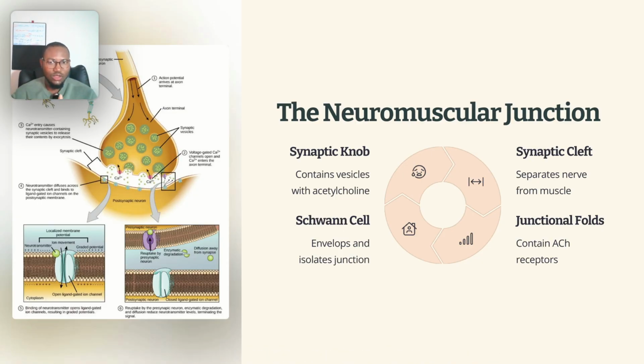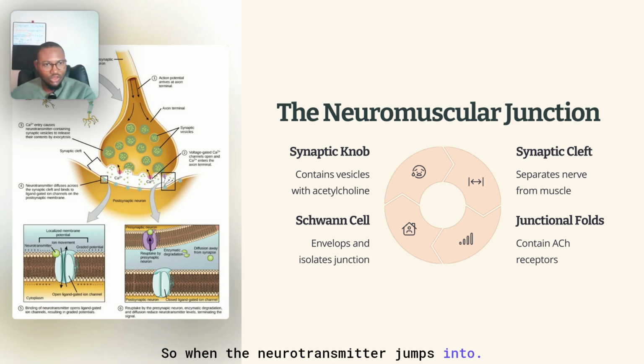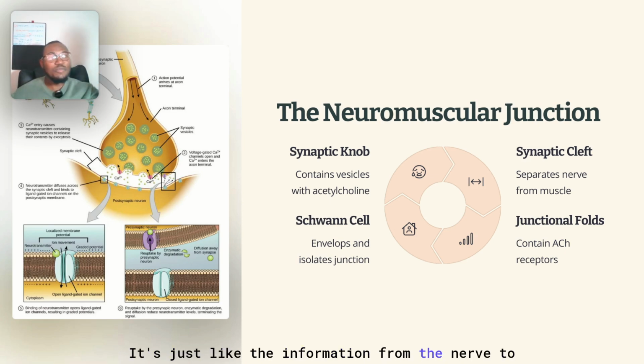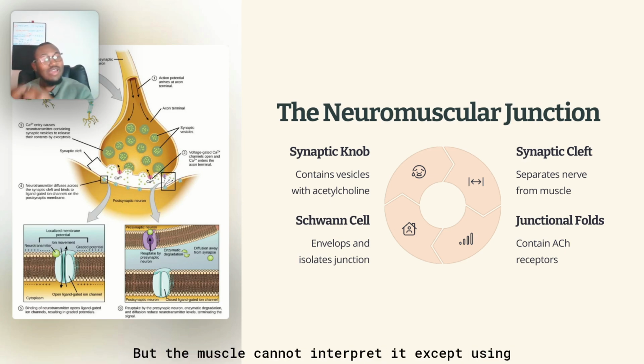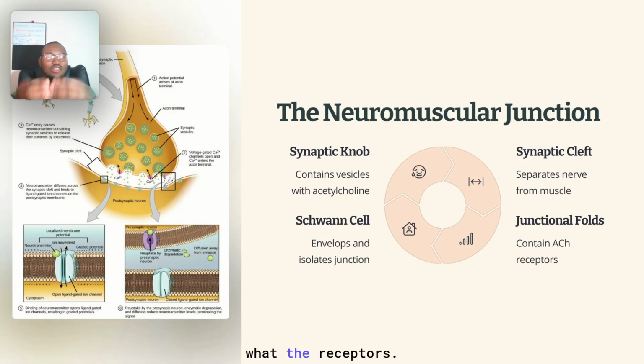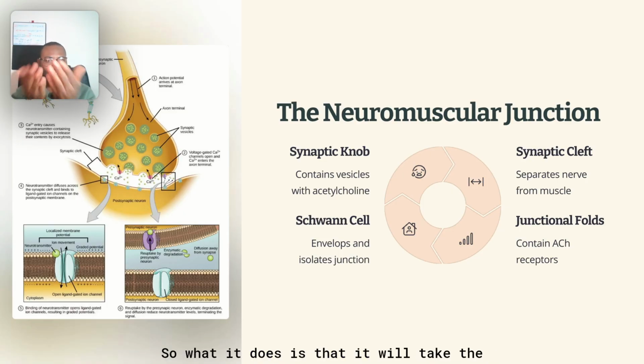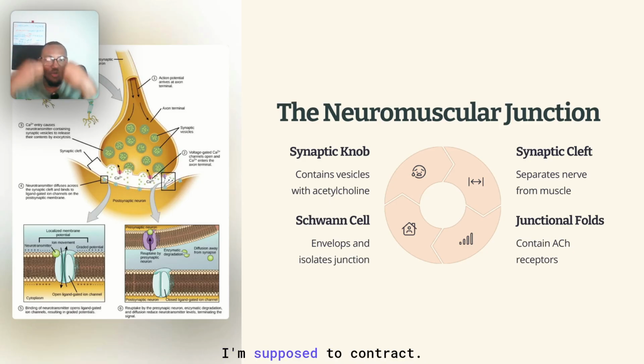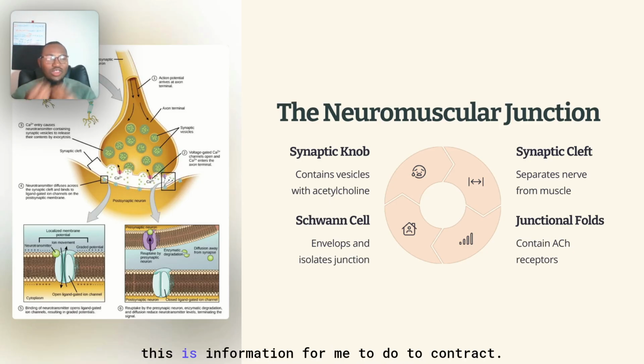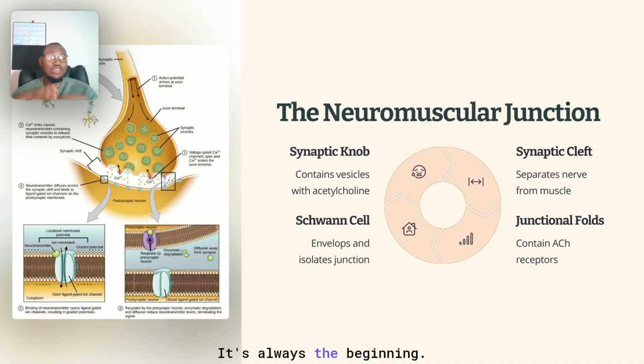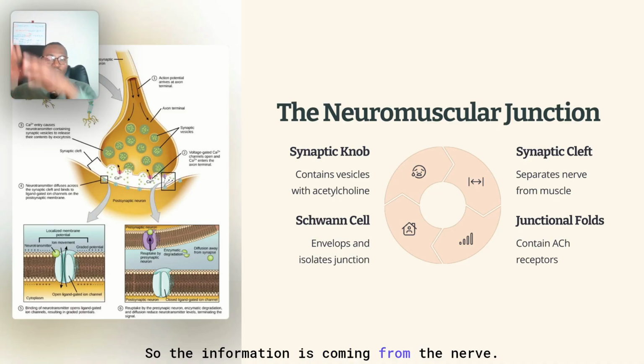So you need a receptor for you to be able to understand what the information in the neurotransmitter is all about. So when the neurotransmitter jumps in, it's just like the information from the nerve to the muscle. But the muscle cannot interpret it except using what? The receptors. Through that receptor, it will understand, oh, I'm supposed to contract. Oh, this is information for me to contract. So that's the beginning of the cascade of contraction and relaxation.